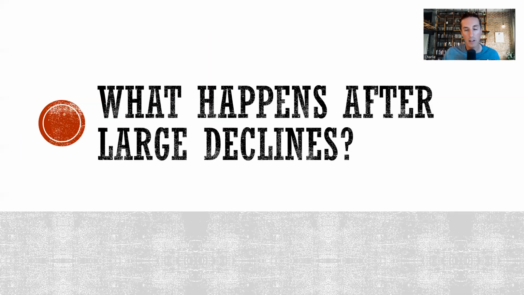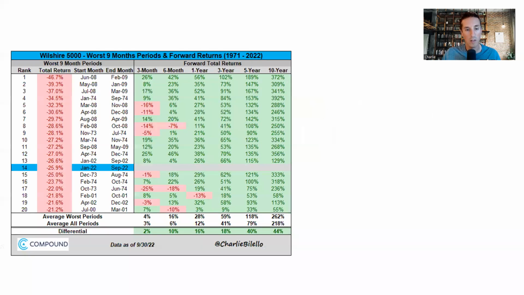Let's talk about the data on large declines. Just looking at what happened in the first 9 months of this year and saying, in the past, when we've seen similar large declines, what has the market done going forward? So here, I wanted to broaden it to the Wilshire 5000. The S&P 500 is just covering the 500 largest stocks. The Wilshire 5000 is covering everything, so the entire U.S. stock market.